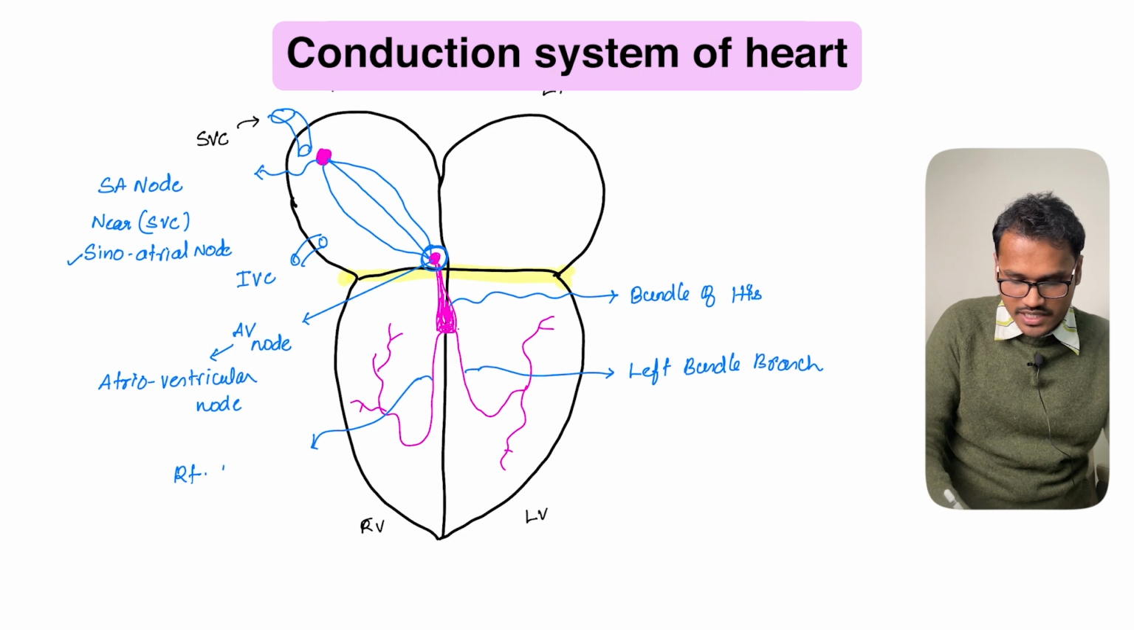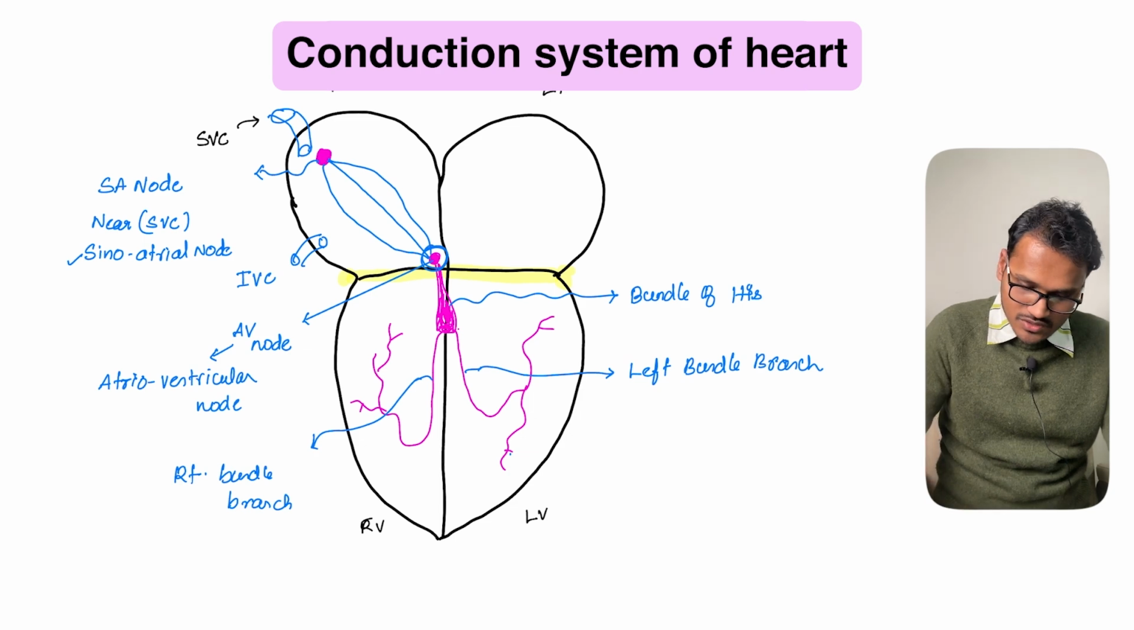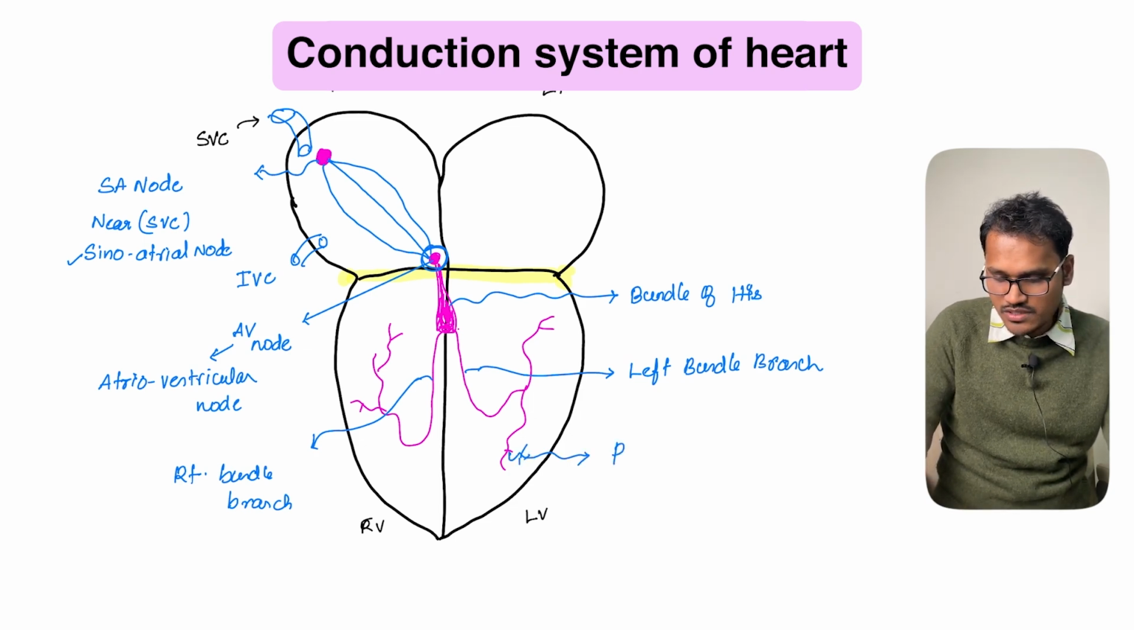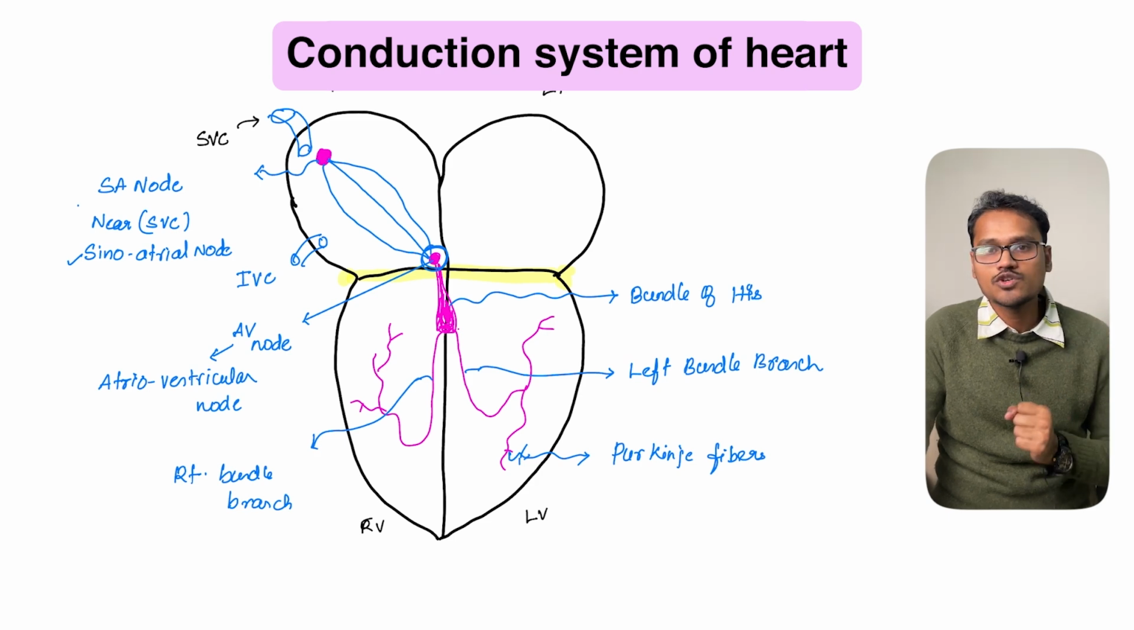It's simple as that, right bundle branch. And finally, they are giving minute fibers. As you can see here, these minute fibers are nothing but Purkinje fibers. So this is all about our conduction system. These are the elements of our conduction system.